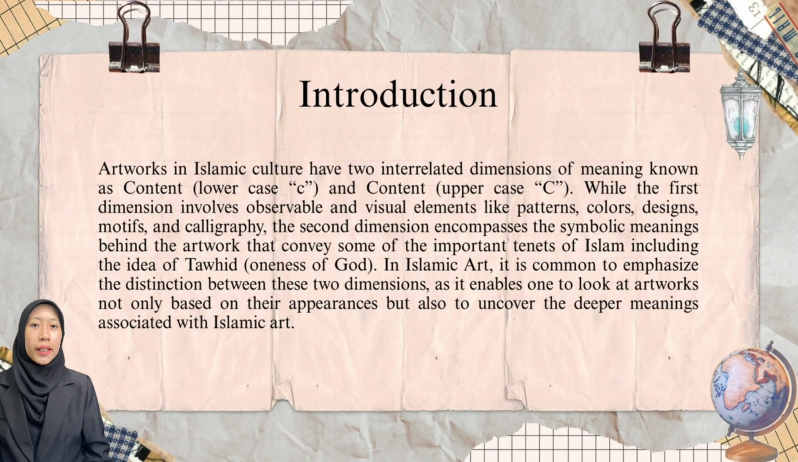So, to understand it better, we can look at two types of content, which is content with small c and content with big C. The first one is what we can see, like the pattern or the color of the artwork, for the small c. But the content with the big C shows a deeper meaning, such as the idea of Tawhid, which means oneness of God. And by understanding both, we can better appreciate the Islamic art in one artwork.